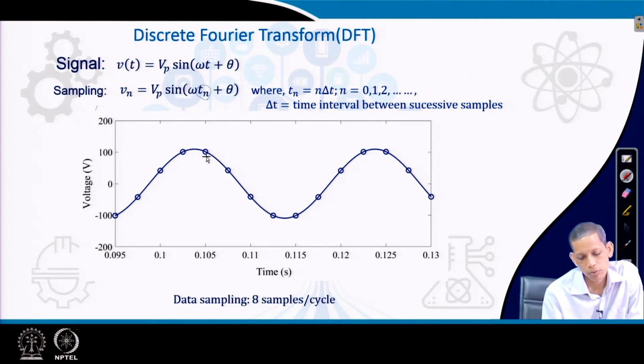As the relay obtains newer and newer samples, the corresponding n goes on increasing one by one in this order, and the corresponding time on the time axis also goes on increasing.